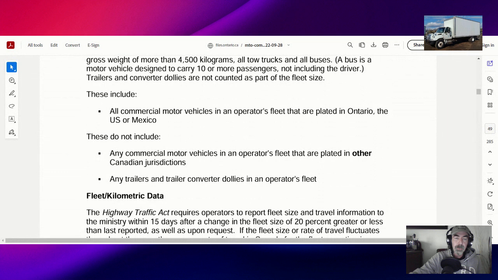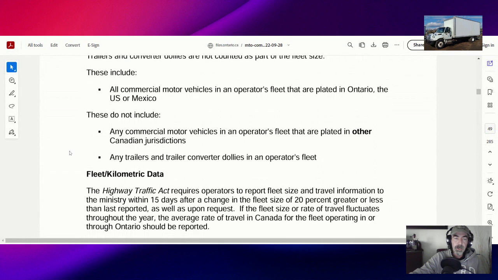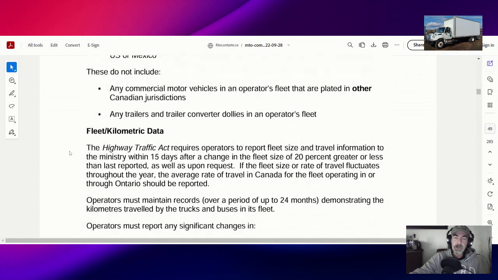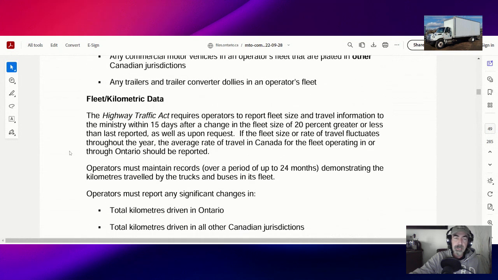These include all commercial motor vehicles in an operator's fleet that are plated in Ontario, the US, or Mexico. These do not include any commercial motor vehicles in an operator's fleet that are plated in other Canadian jurisdictions, or any trailers and trailer converter dollies in an operator's fleet.